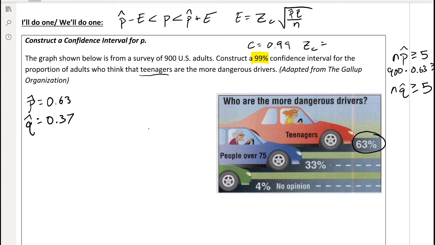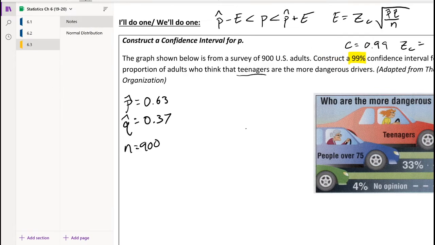So I have my p hat, I have my q hat, and my n is also given to me as 900. All I need now to calculate my margin of error is my z critical. And my z critical is going to be an approximation of the normal distribution, which is right here on this table.